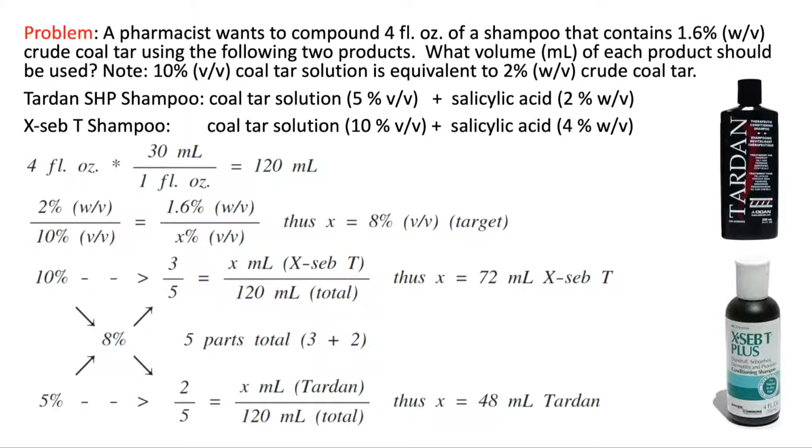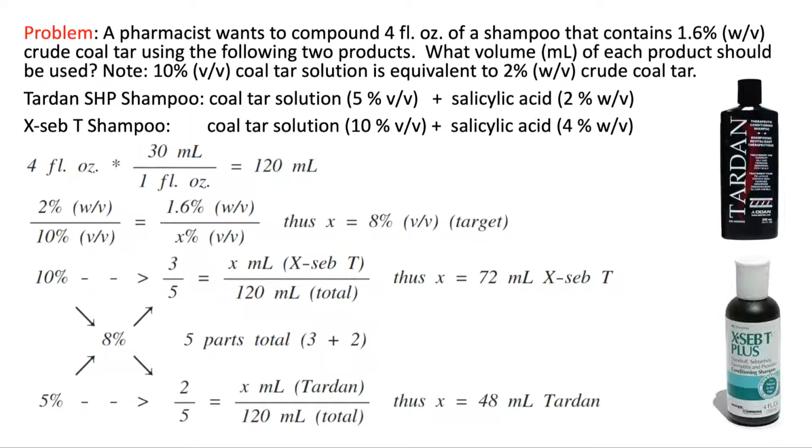So what I can see at the 10%, following the dashed arrows from 10%, is that this formulation needs 3 parts of the 10% out of a total of 5 parts. On the bottom, I can see I need 2 parts of the 5% out of the total of 5 parts. And that combination, that proportion, would give me the right concentration to be 8%. So now I need to get out of parts and get to actual volume. What I know is that the total volume of my product needs to be 120 milliliters.